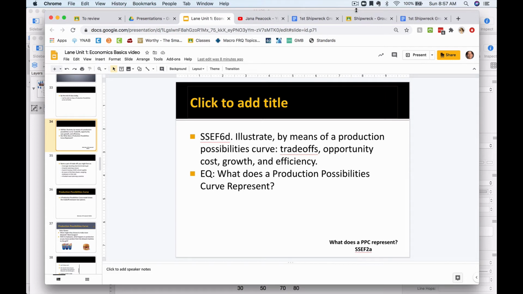Hello everyone. We are about to talk about the production possibilities curve. So today you're going to learn what a production possibilities curve represents. This is a graphical way, a way of drawing, that shows opportunity cost.